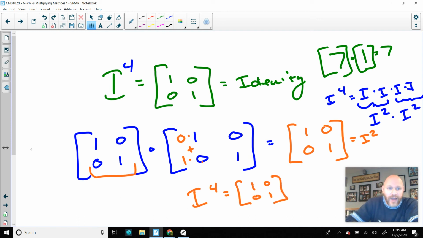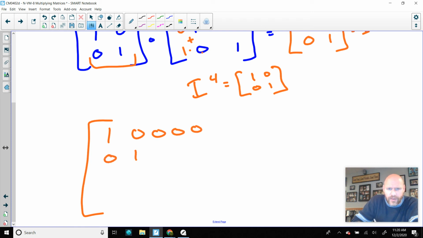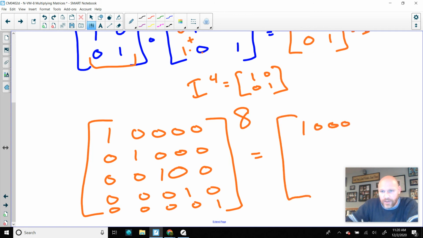Now, the neat thing is if you had a 3 by 3 or even a 4 by 4, or let's say a 5 by 5, let's go nuts. So a 1, a bunch of zeros, a 0, a 1, and a bunch of zeros, a 0, 0, a 1, and a couple of zeros, and we'll squeak this last one in, 0, 0, 0, 0, and a 1. And if I said I wanted 8 of those, so that matrix to the power of 8, it would end up being the exact same thing, just a bunch of ones and zeros.